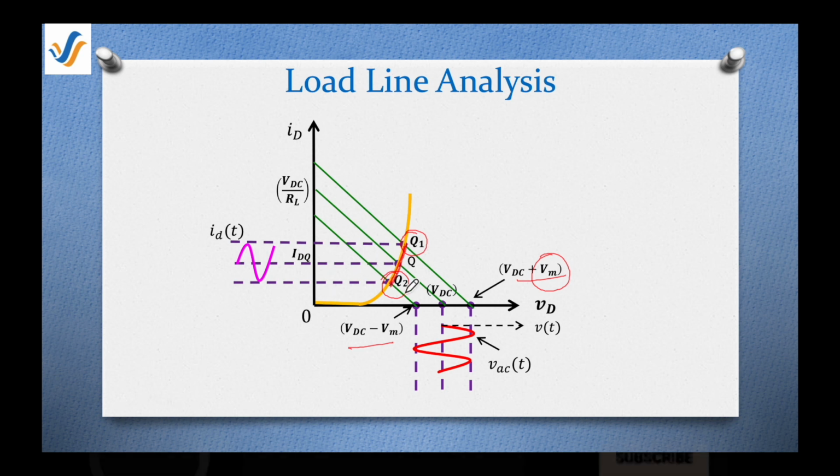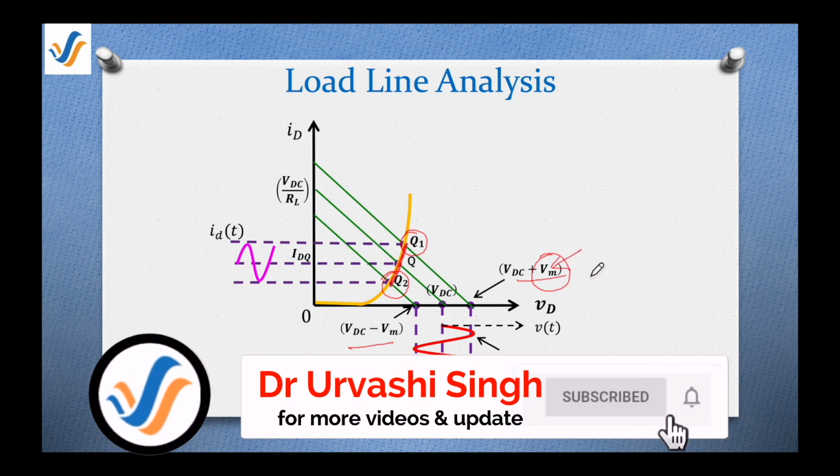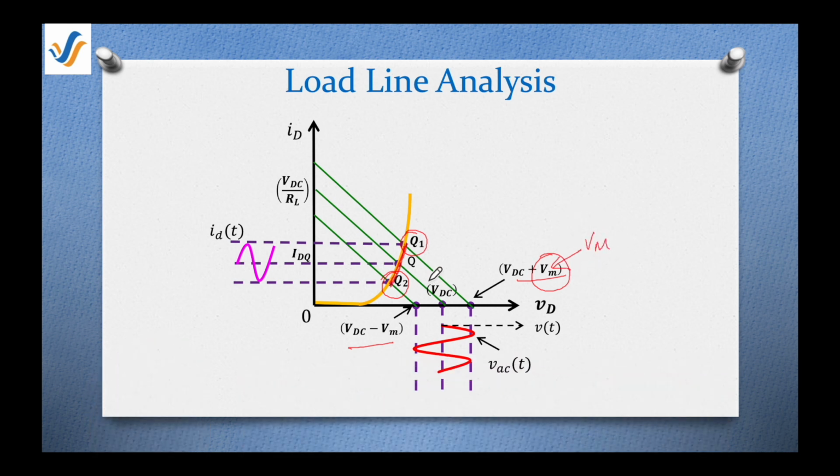So this is the effect of the AC signal on the load line of the PN junction diode. And the smaller the value of Vm, the more accurate is our approximation that the part Q1, Q2 is a straight line with some slope. Now in the next step we will understand how we can describe a PN junction diode in AC analysis.